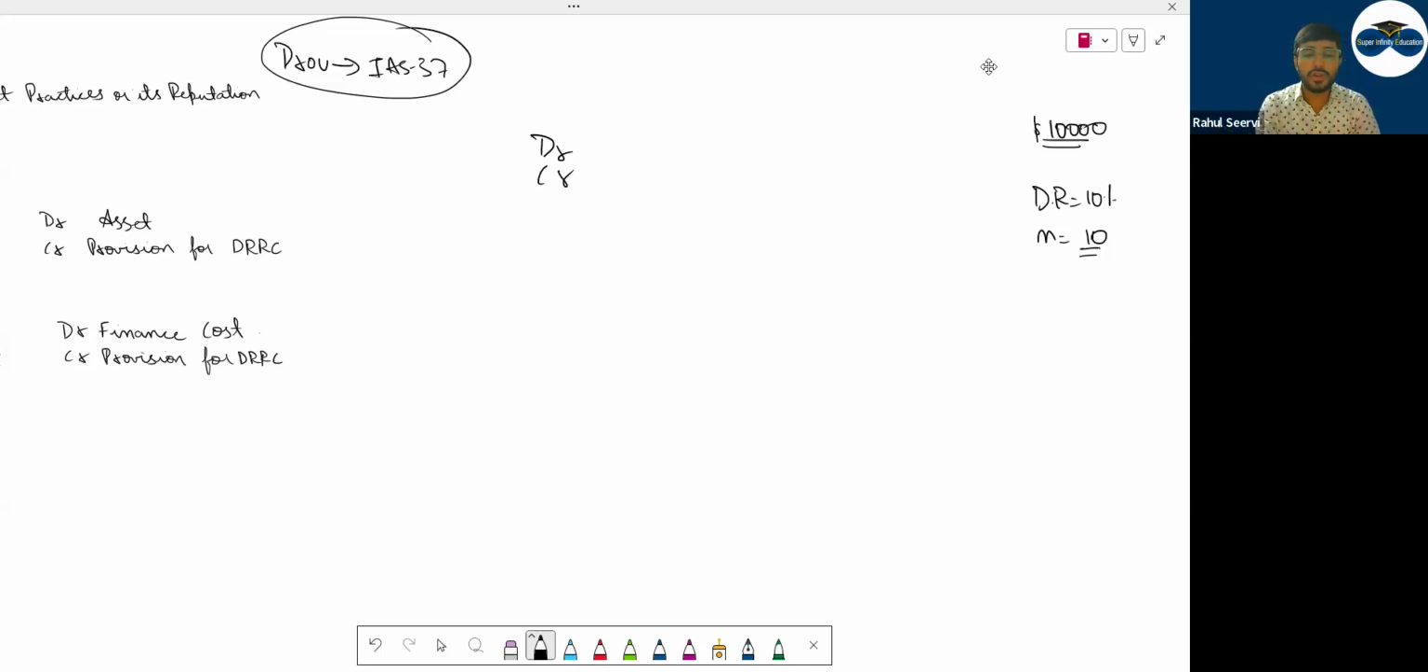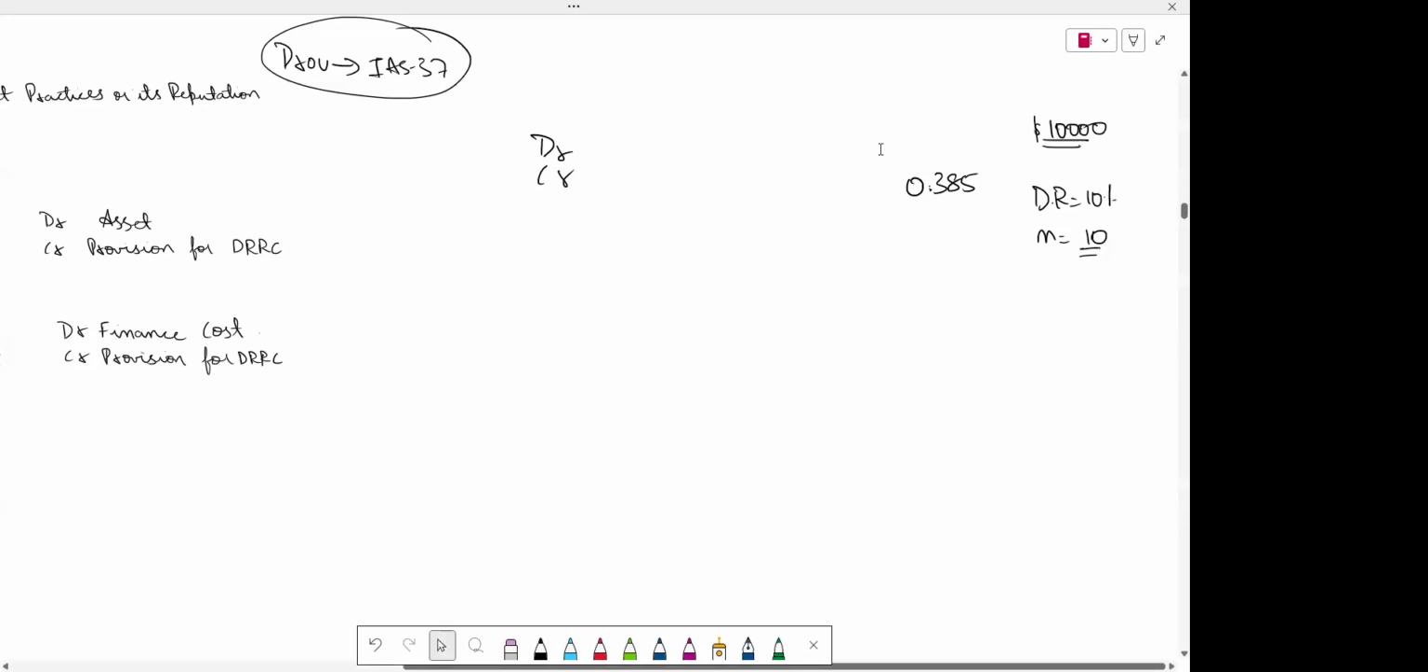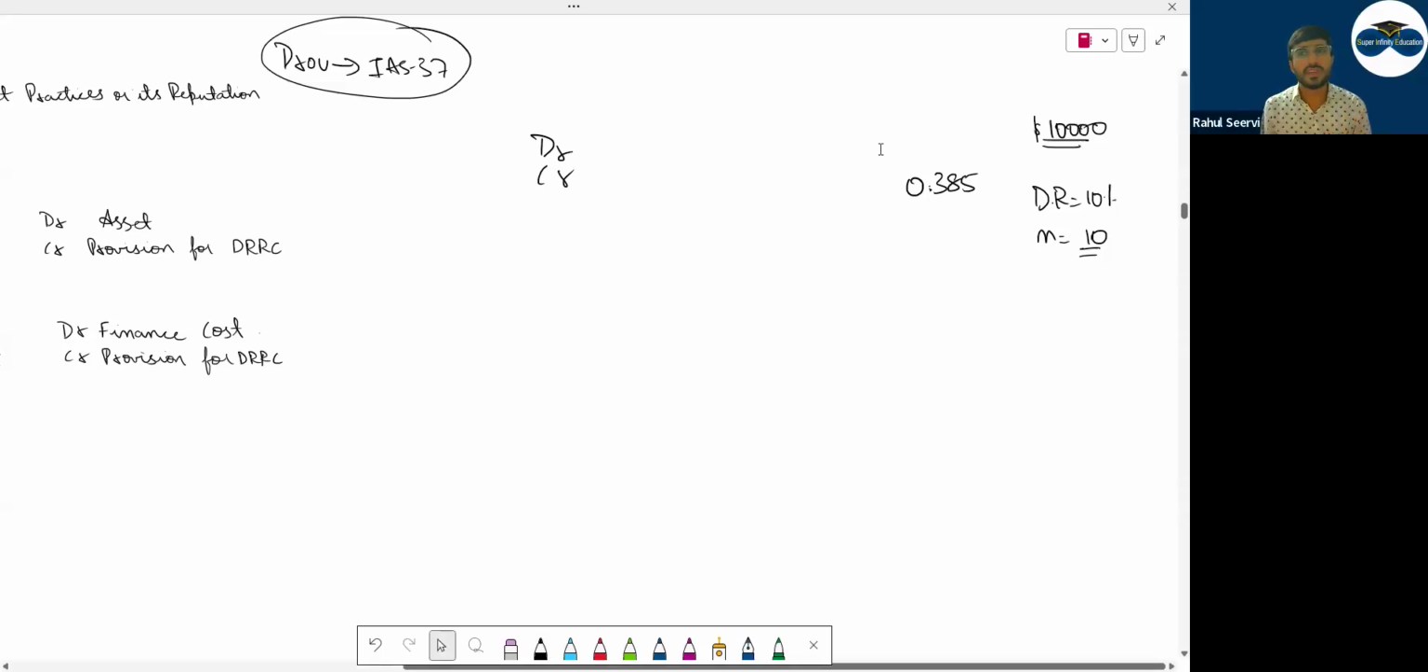1 divided by 1.10 to the power of 10. Is everyone getting the same value, 0.385? I am getting this. Yes or no? Say it out if you get the answer, quickly. You should say before I calculate. In initial classes I will be calculating. After that, I will not be calculating. You should calculate and tell me.